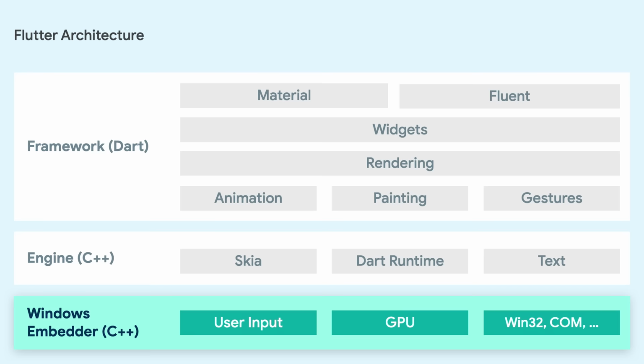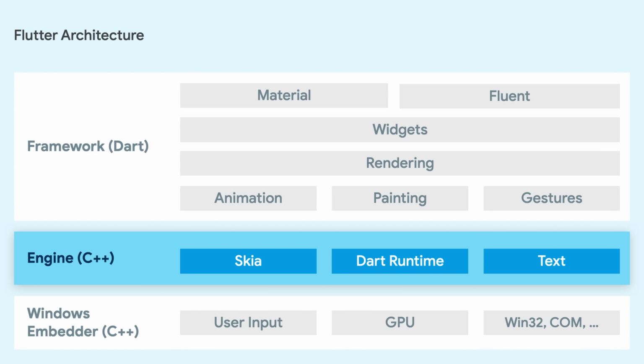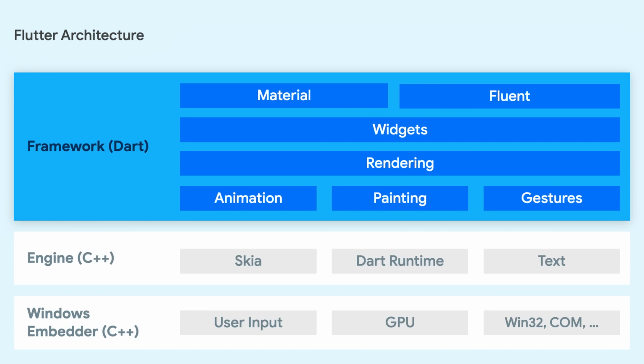On top of the embedder is the engine, a small runtime that provides your app with the Windows implementation of the Skia library, which does the GPU-accelerated drawing. The engine also includes the Dart runtime and the text rendering libraries. This is the same engine that runs at top speed on much smaller mobile devices, so it has been tightly optimized for years. The framework sits on top of the engine and provides the core animation, layout, and rendering services of Flutter, as well as the widgets against which you write your code.